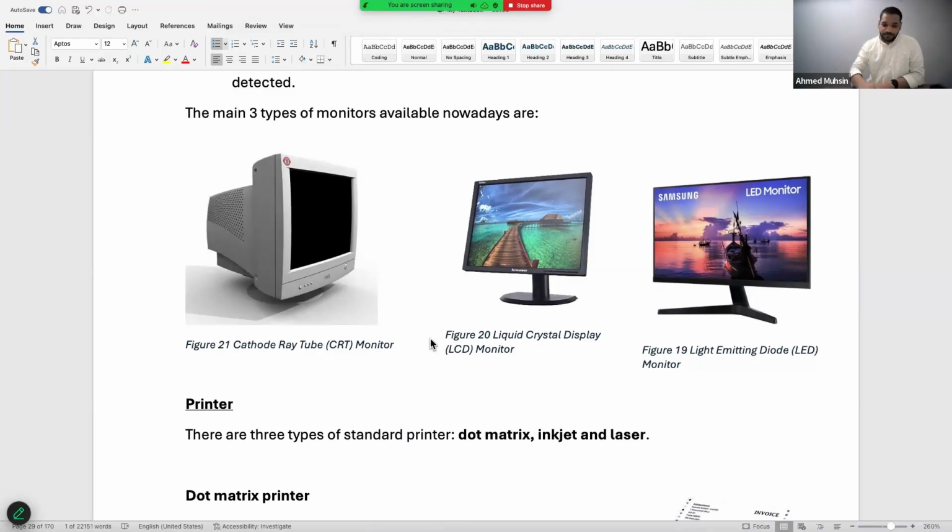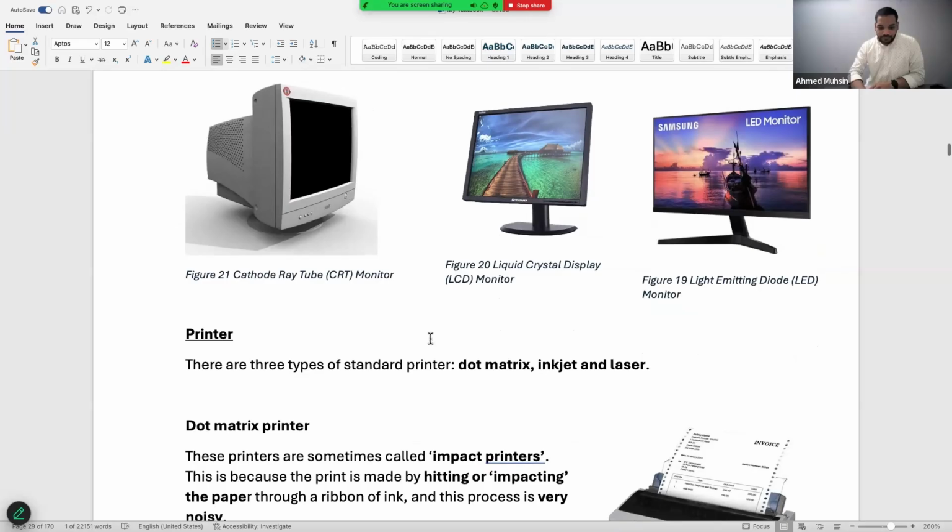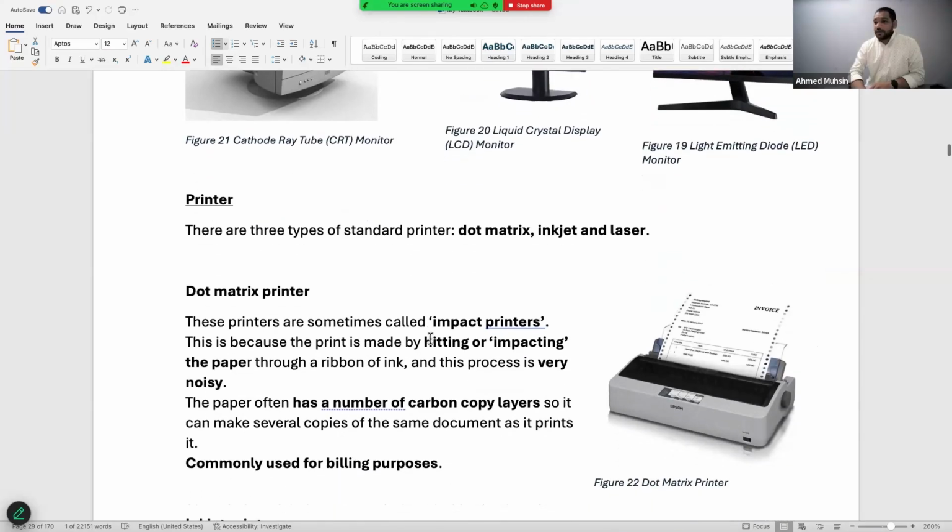Now here we are going to be spending some time. Can we come down to the next output device? We then come down to printers. Can everyone have a look at printers? There are three types of printers: dot matrix, inkjet, and laser. We are going to be spending some time over here.